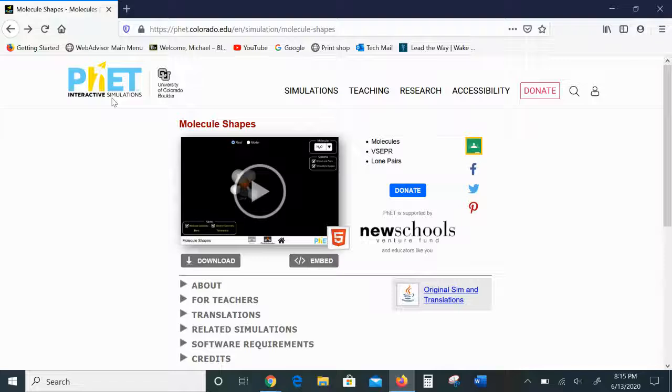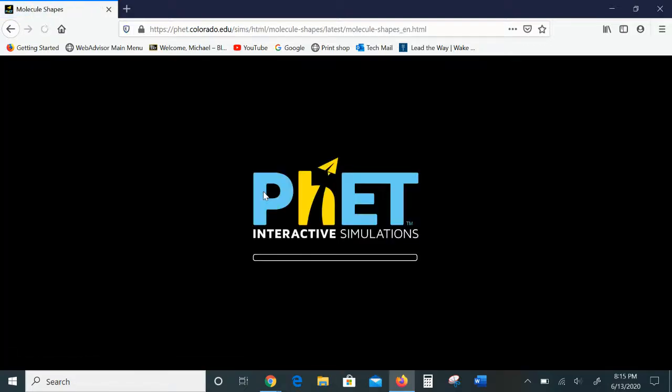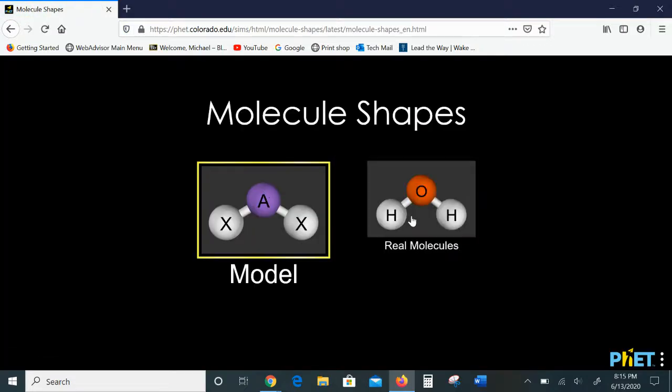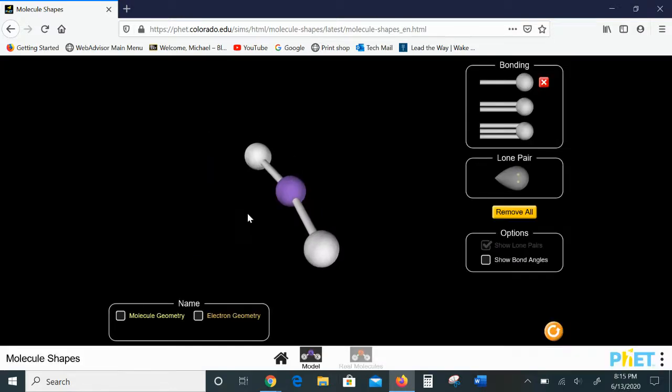To understand something at any time in your life, look up if there's a PhET involved. For molecular shapes, this is a really good thing. I just want to walk you through it. Let's do the model view.